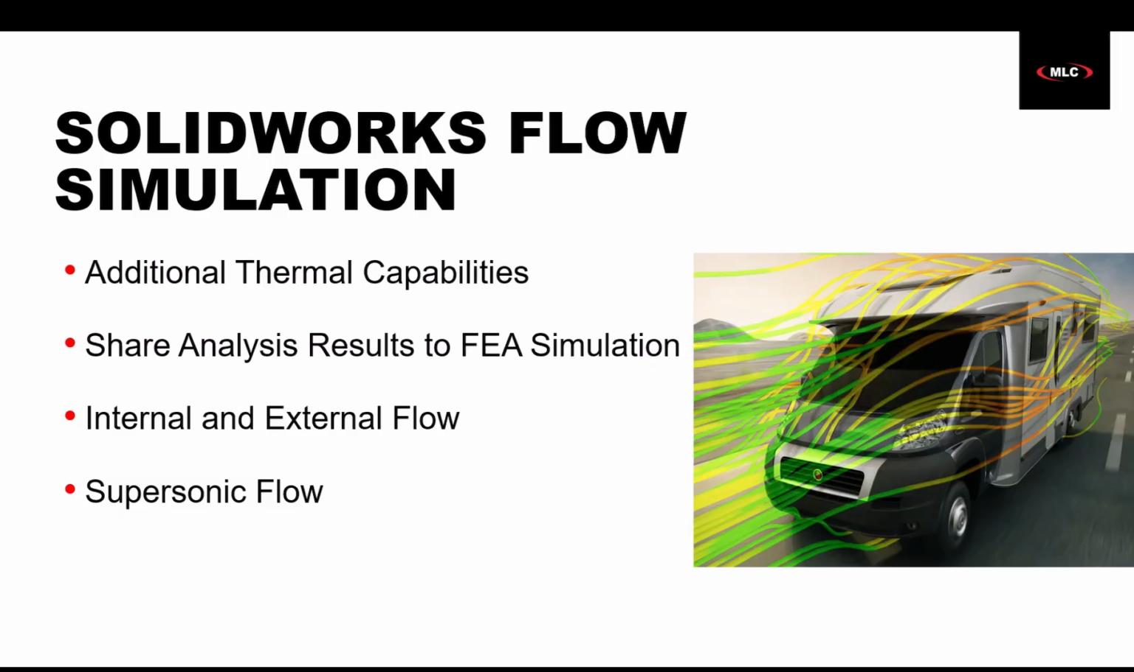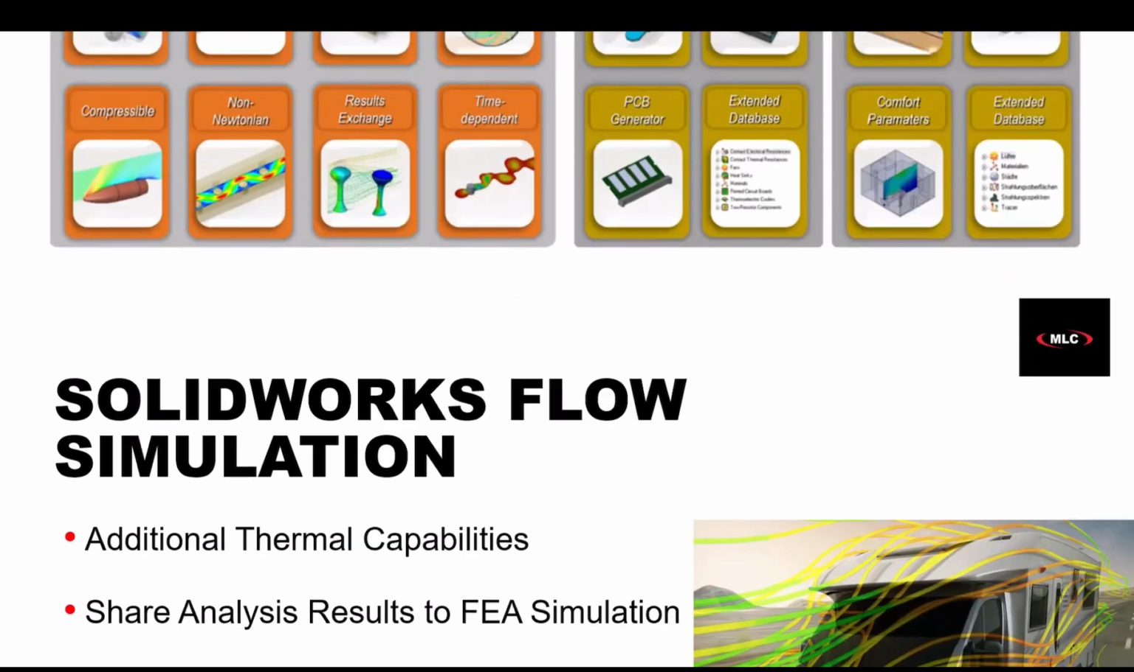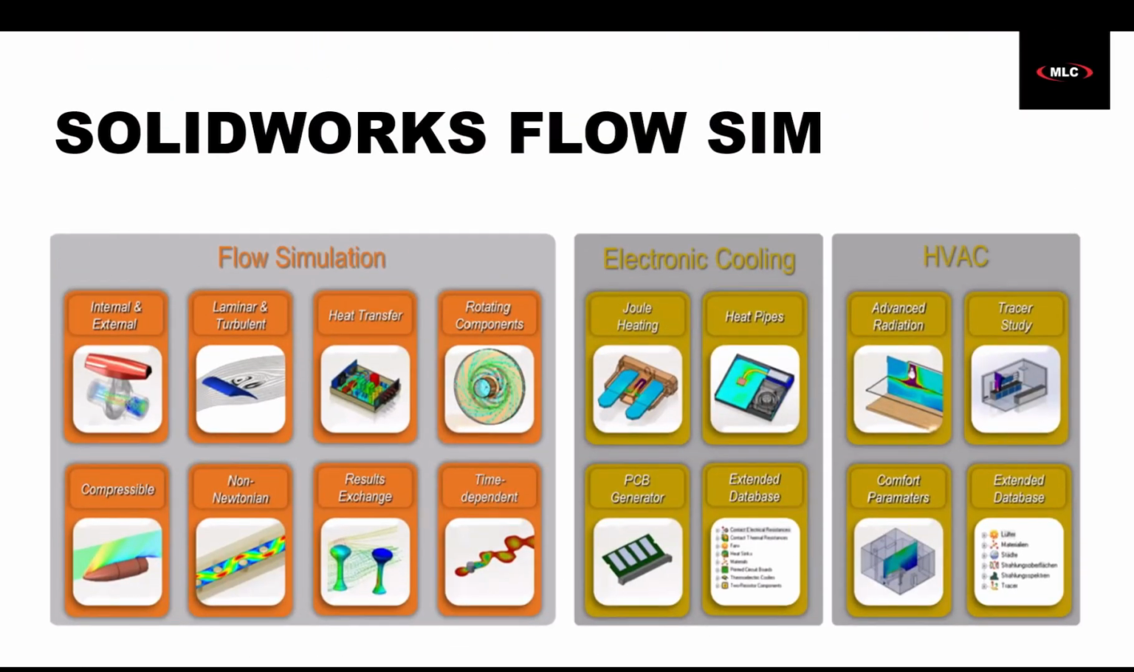We do internal, external flow, parts or assemblies. And what I actually want to show you guys today is using supersonic flow. And we can kind of take a look at what these flow sim licenses include, right? All types of different things, even all the way down to specialized electronic cooling or HVAC applications. Electronic cooling will probably be more useful to you guys, especially with all the electronics that are going to be on any type of equipment.